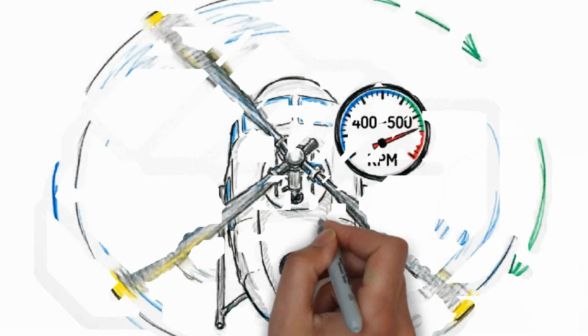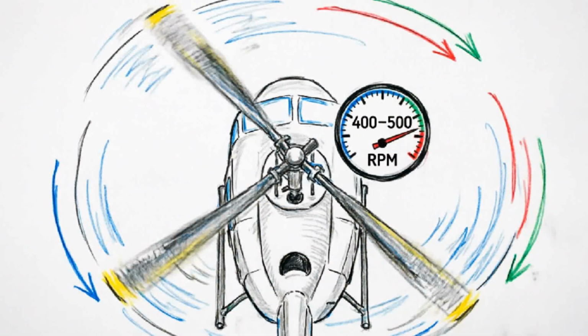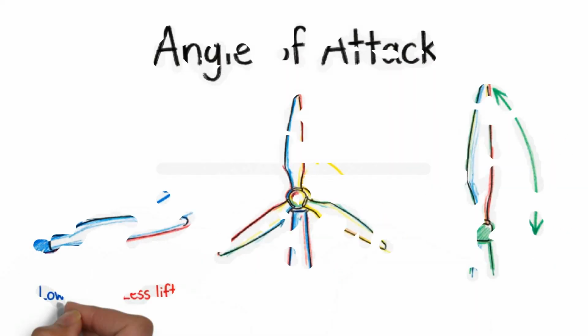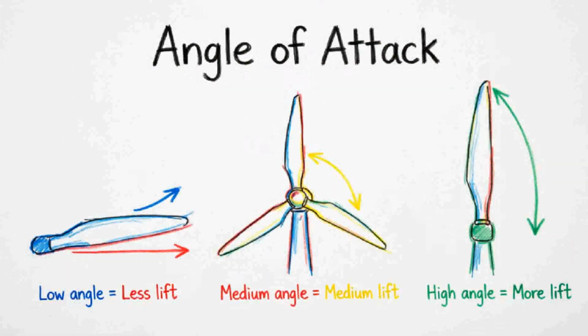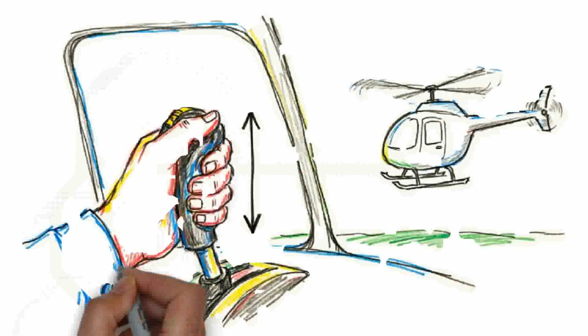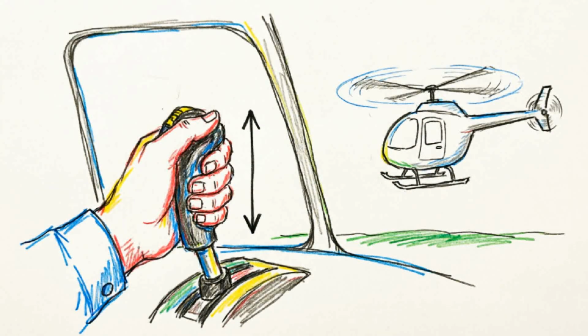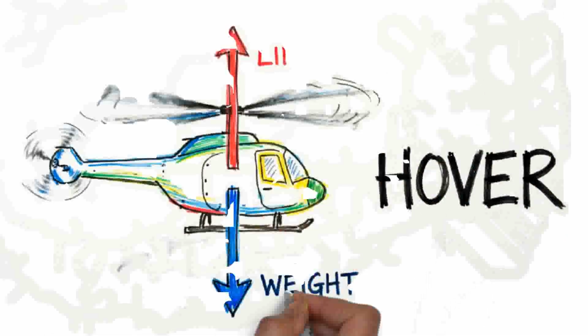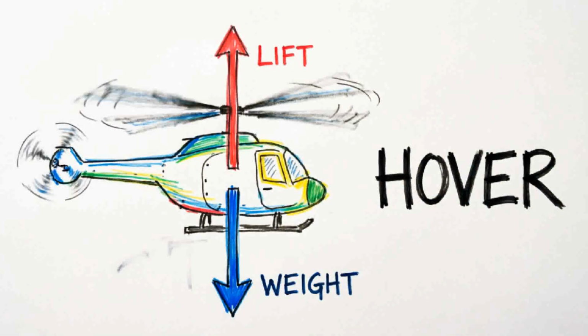The rotor spins at high speed, typically 400 to 500 revolutions per minute, creating enough lift to overcome the helicopter's heavy weight. The pilot can change the angle of the rotor blades to control how much lift is produced. This is called the angle of attack. The collective control, located on the pilot's left, changes the angle of all rotor blades at once, making the helicopter go up or down. When lift equals weight perfectly, the helicopter hovers in place. A maneuver airplane simply cannot do.